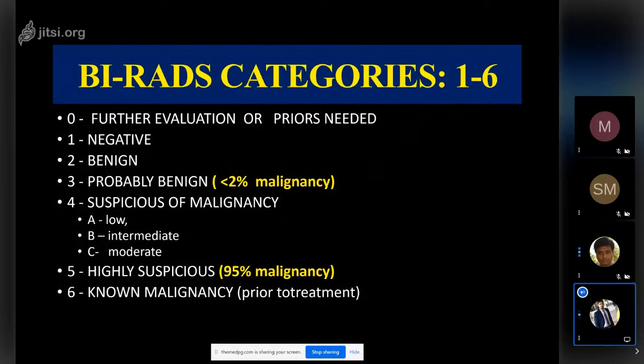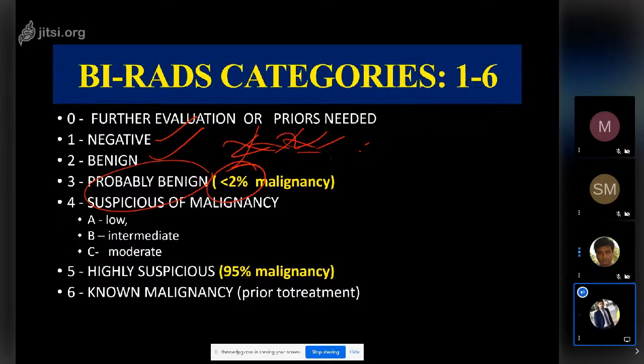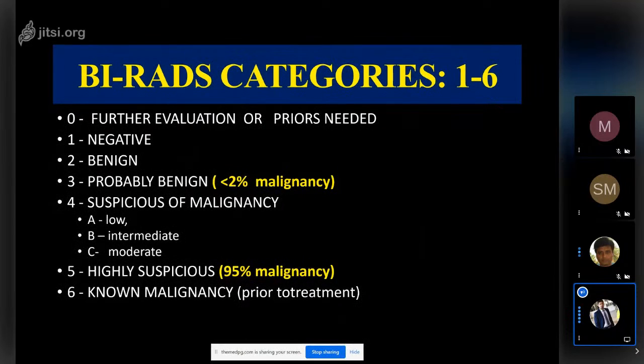So what is the importance of all this? If it is negative or benign, there is no chance of malignancy. In probably benign conditions, there will be around 2% cases of malignancy, or less than 2%. But if it is more than 2% cases of malignancy, then it is coming under suspicious of malignancy. And if it is more than 90%, then it is highly suspicious of malignancy.